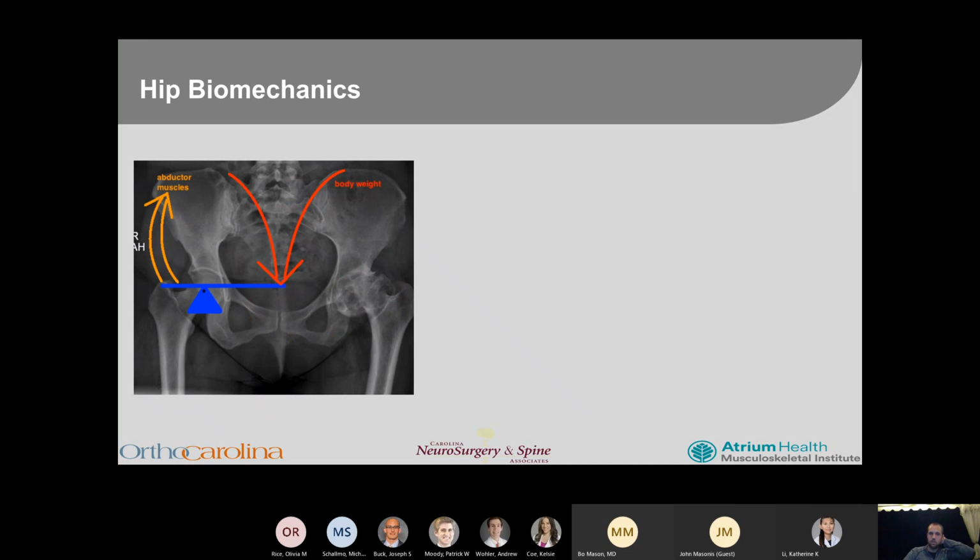So for hip biomechanics, I think this is something that's hard to conceptualize, and I think some of the ways that it's explained make it harder. So what you see there is the most common free body diagram around the hip. And so what you have is the abductors pulling up in that diagram and body weight going down, which is I think how most people usually think of it.